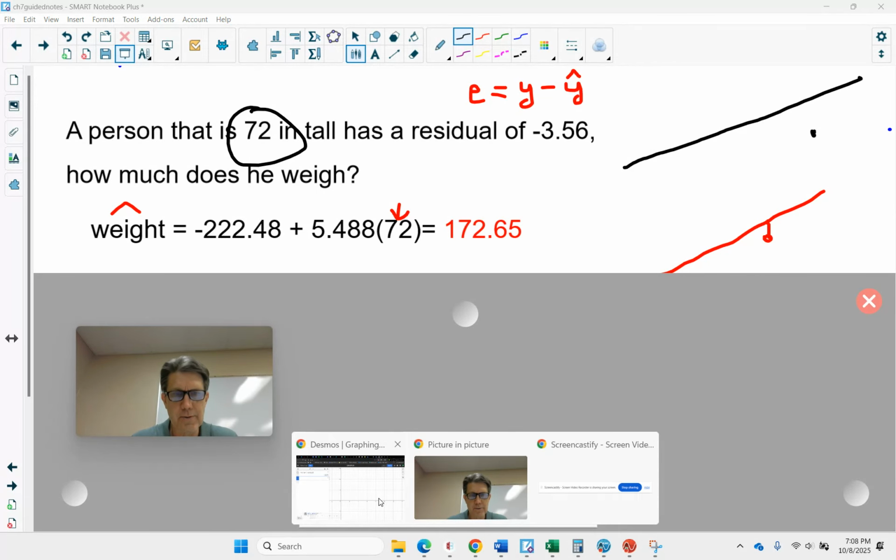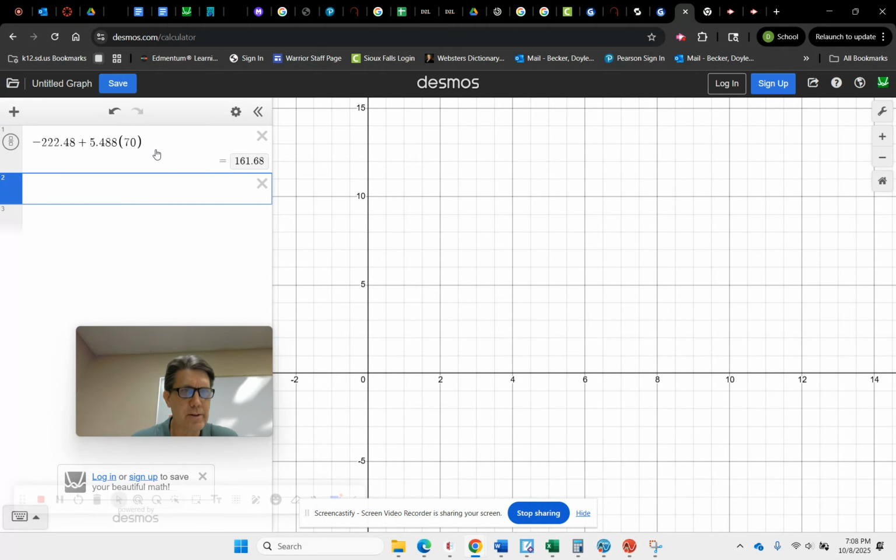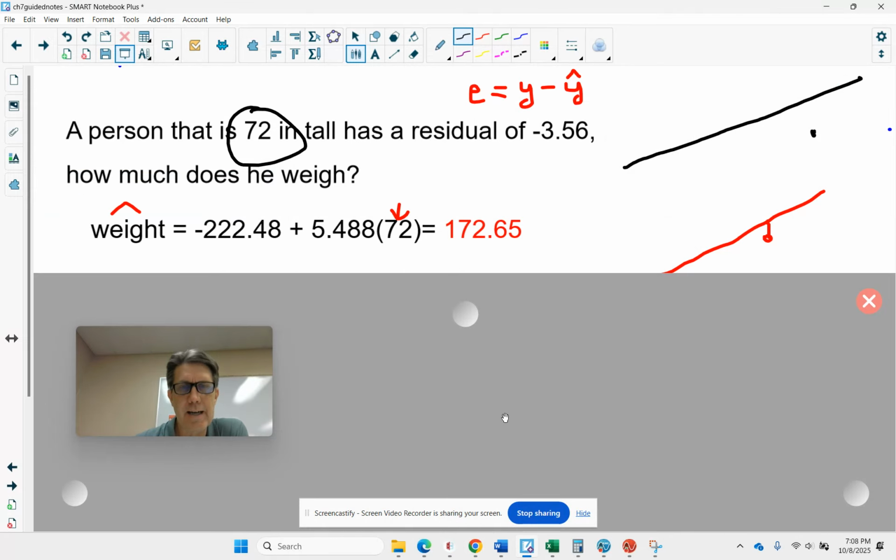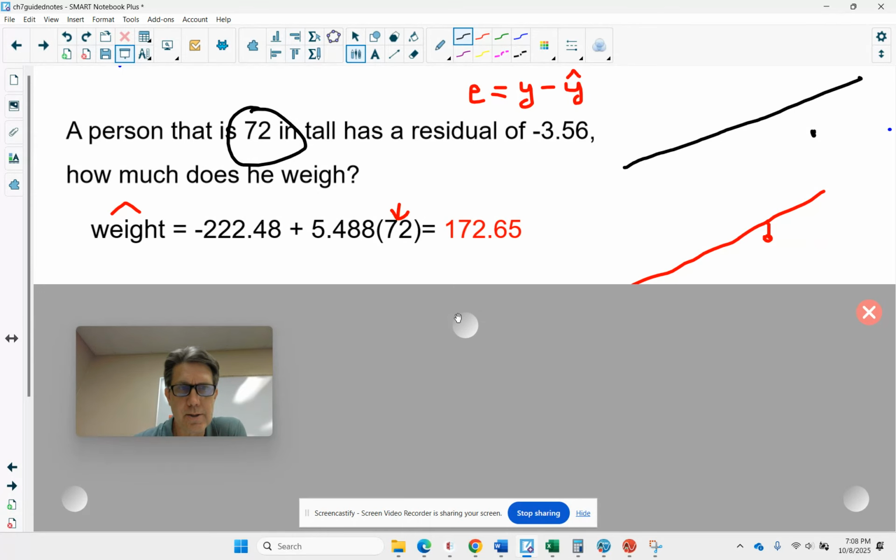I'll embarrass myself and go to Desmos. I don't know that there's a way to do that. I suppose we can just highlight it. Control C, Control V. Control C is copy, Control V is paste. There might be another way to do that too. I feel like I discovered one, but I can't remember it. But we get 172.68. But Control C is copy, Control V is paste. The hotkeys, I learned those 30-some years ago in college.